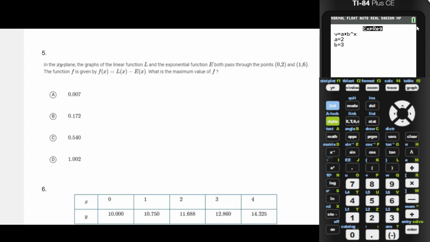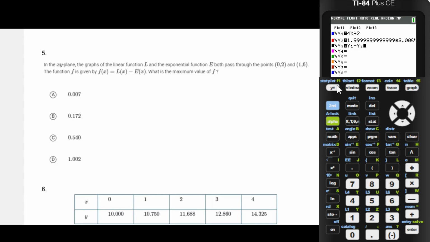I'm going to calculate. And that's going to be 2 times 3 to the x. But what's most important is that I've got this one and that one in y1 and y2. And f of x equals L minus E, the linear minus the exponential. Don't love this program, this emulator, but it's better than what I had on my computer previously, which was nothing. All right, so y1 minus y2, I've got it in there.